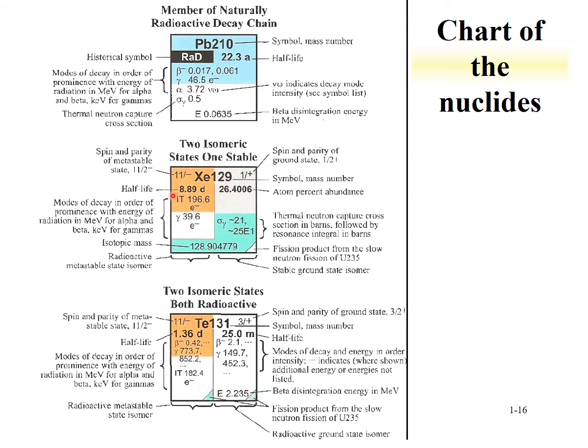So this is a metastable state, ground state. For the metastable state: spin and parity, half-life, decay modes. For the ground state: spin and parity. This is stable, so this is the atomic abundance. And then two isomeric states that are both radioactive, so tellurium-131. The metastable state, spin and parity, 11/2 minus. Ground state, 3/2 plus. The half-life of each state, and then the other data as we discussed.